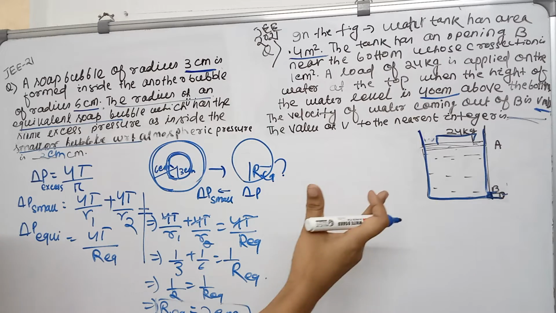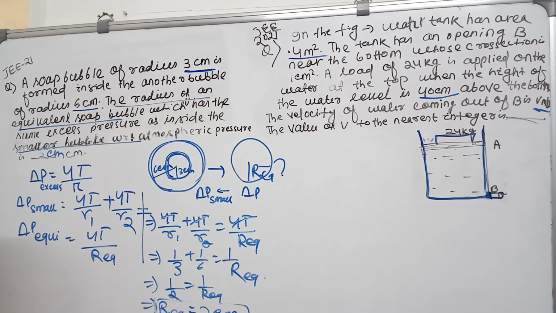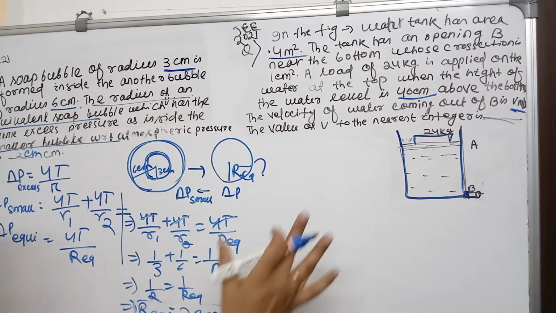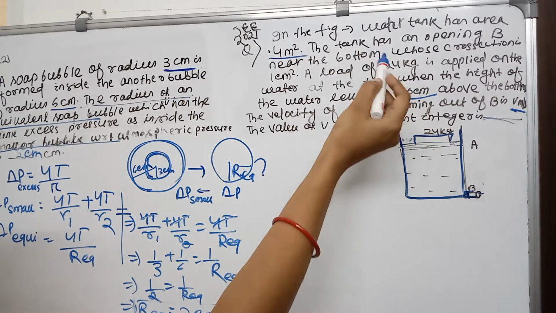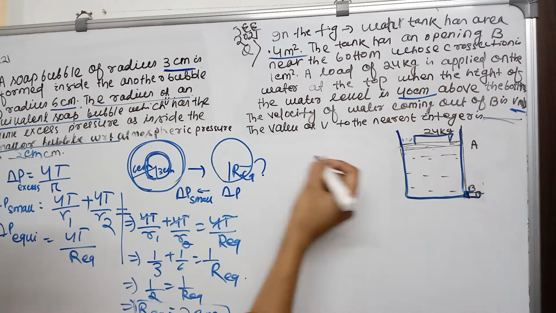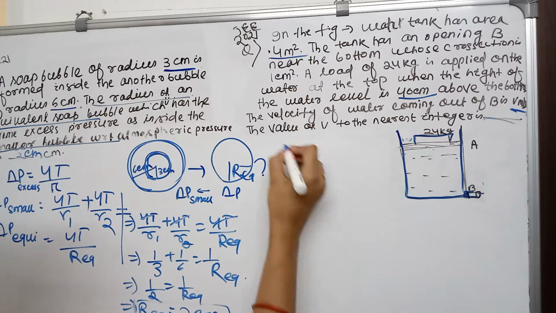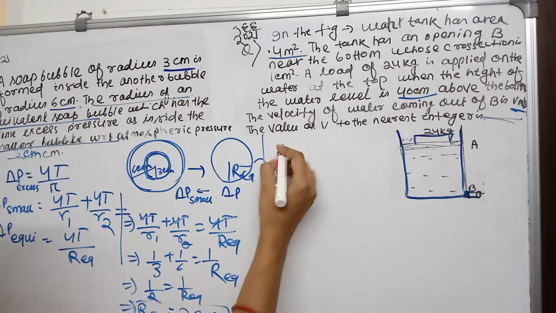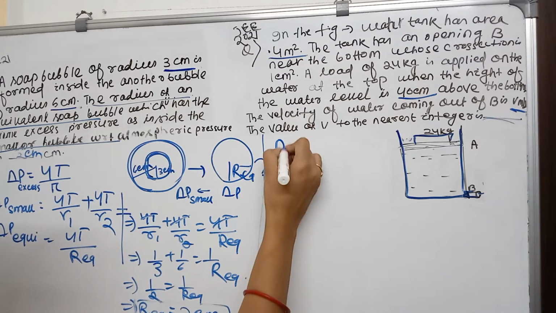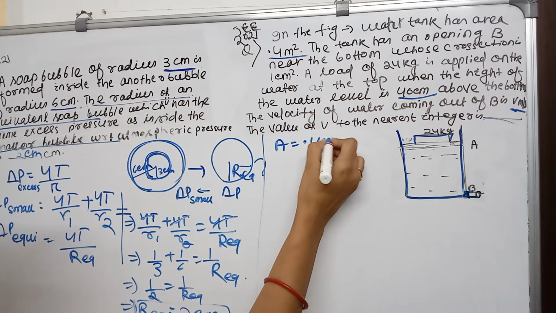In this question, a diagram, a figure, is given in the question booklet. And what it's saying is that the water tank has an area of 0.4 meter square. There is a water tank which has an area of 0.4 meter square. I am just writing what is given in the question. Area of this water tank is 0.4 meter square.